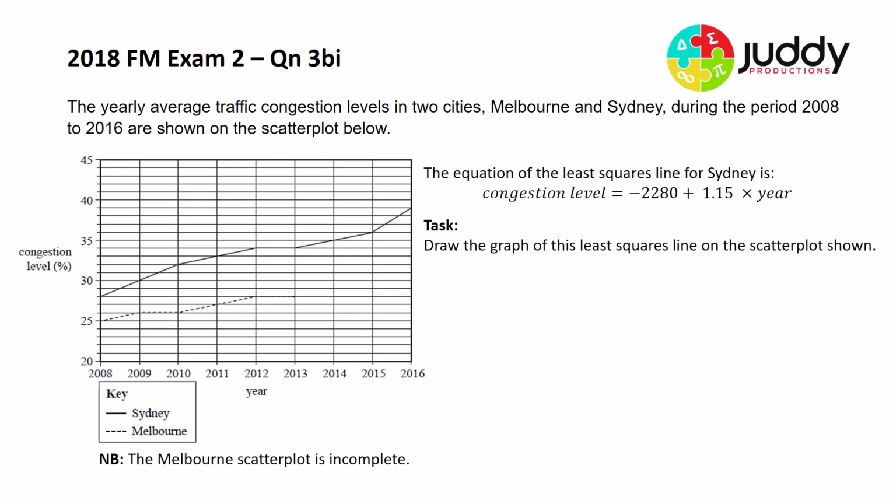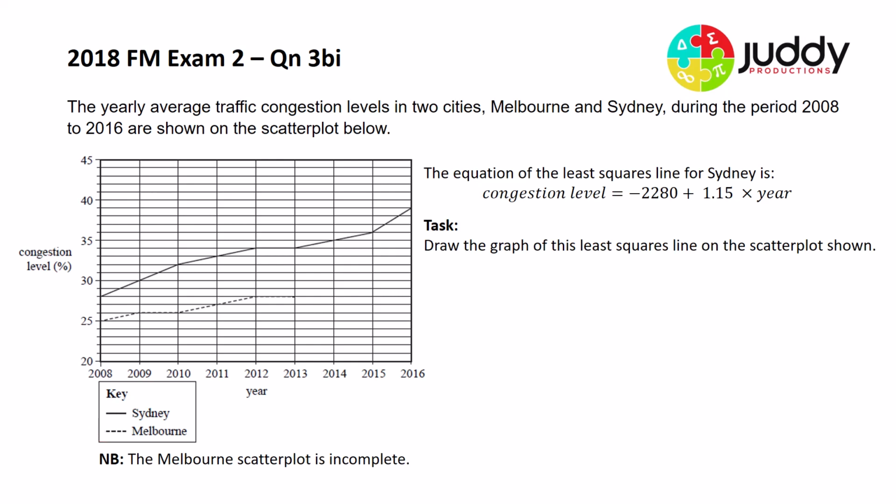It states, the yearly average traffic congestion levels in 2 cities, Melbourne and Sydney, during the period of 2008 to 2016 are shown on the scatter plot below. Now, first of all, this graph represents some data that is incomplete. An earlier section of this question required the students to finish that graph, so don't be confused by this particular key from this Melbourne data.